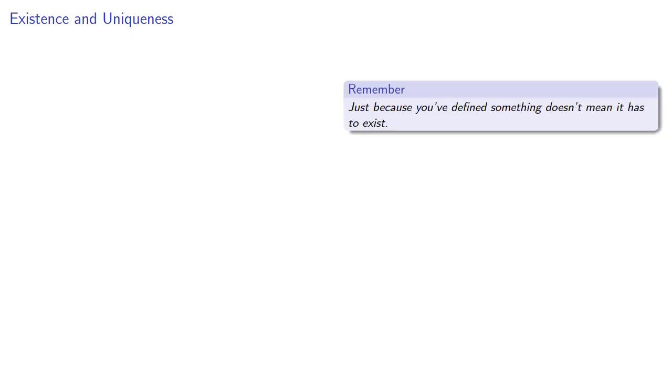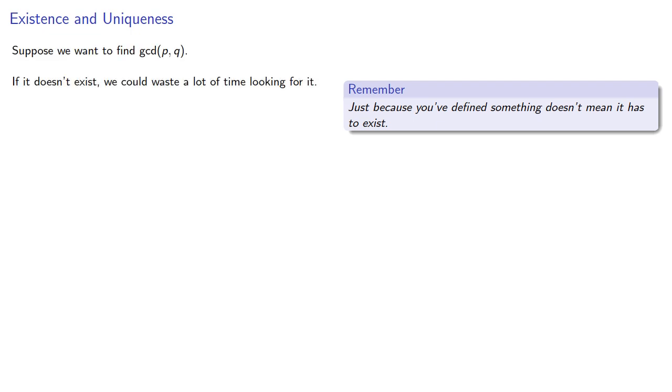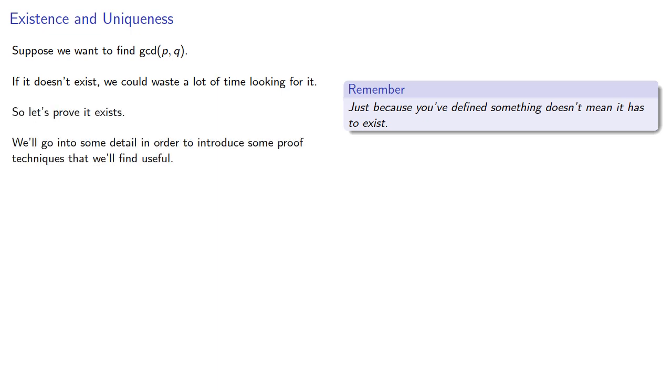So one of the traditional roles of a number theory course is training people to think like mathematicians. So let's consider some mathematical approaches to problems. The first thing to keep in mind is just because you've defined something doesn't mean it has to exist. And that means that we often spend time in mathematics proving existence and uniqueness. Suppose we want to find the greatest common divisor of two numbers. If it doesn't exist, we could waste a lot of time looking for it. So let's prove that it exists. We'll go into some detail in order to introduce some proof techniques that we'll find useful.